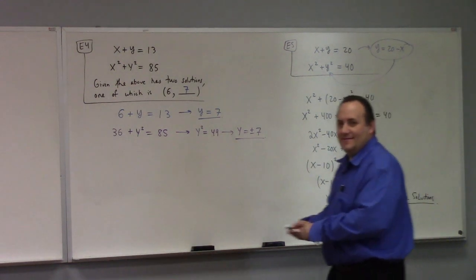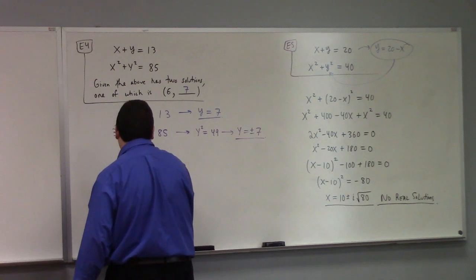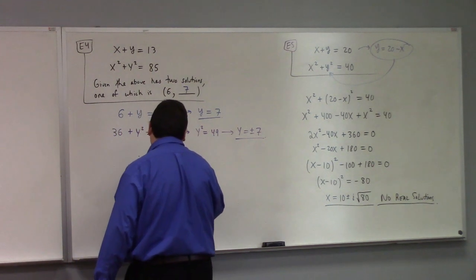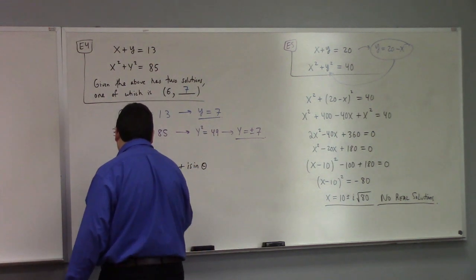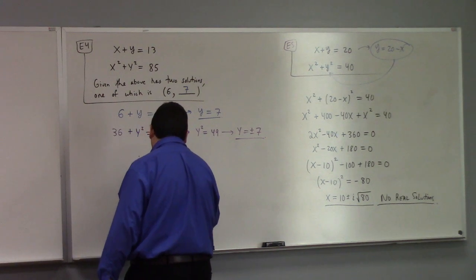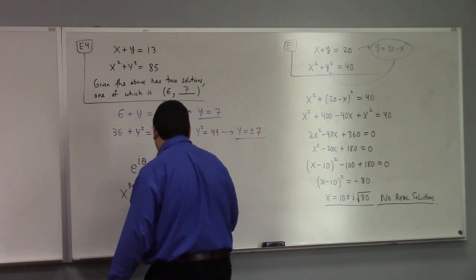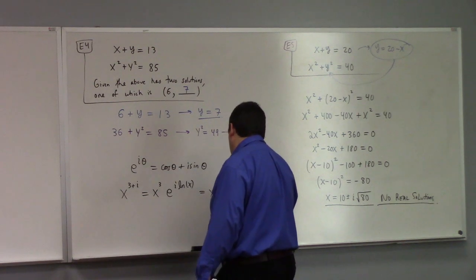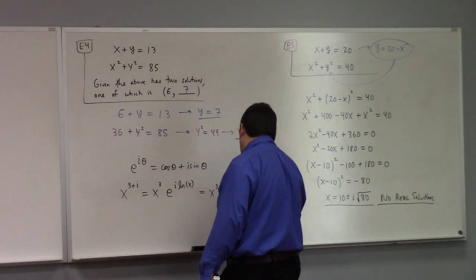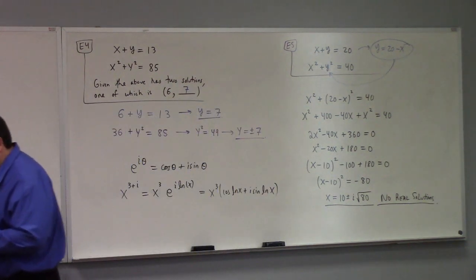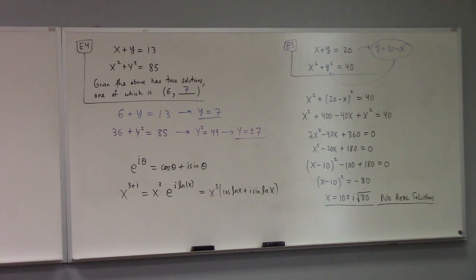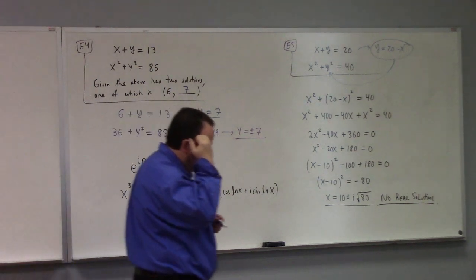Oh, fine. Driven me to it. e to the i theta is cosine theta plus i sine theta. So if you have something like x to the 3 plus i, that's understood to be x cubed e to the i natural log of x, which then is understood to be x cubed times cosine of the log of x plus i times the sine of log of x. So that's what a complex exponent looks like. Assuming x is positive. This stuff comes up in the differential equations course, actually. You don't need the complex analysis course necessarily to see that.